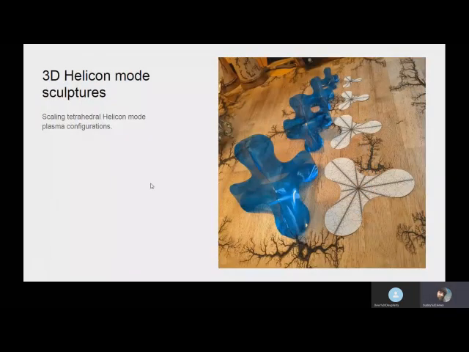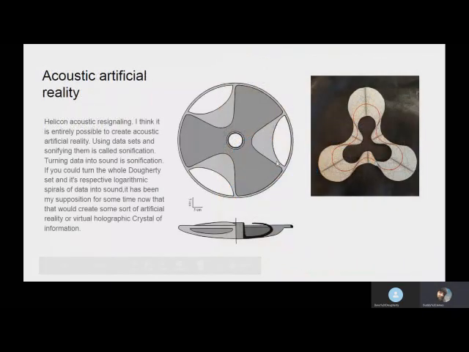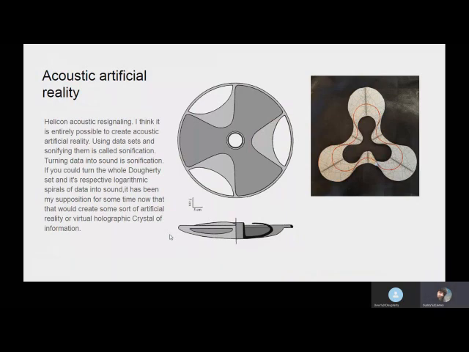3D Helicon mode structures and sculptures, and we learned about the lobes. These pulsating lobes are what we were talking about earlier that create the standing waves of the Bessel function, connecting Bessel functions. So here's a little bit about part of what I think it is here, because nobody knows what it is and what it was used for. So the schist disc, Helicon acoustic resignaling.